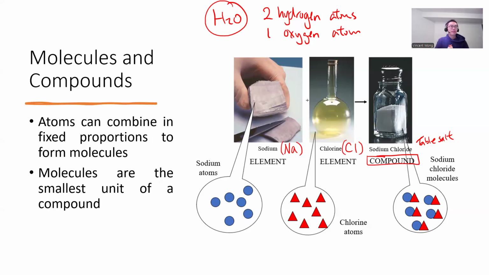How do they compound this? I'm sorry, I missed that, one more time. How do they combine this? Yes. Okay, so if you drop sodium into chlorine, they will automatically react and form sodium chloride. But we don't have to worry about making sodium chloride this way.